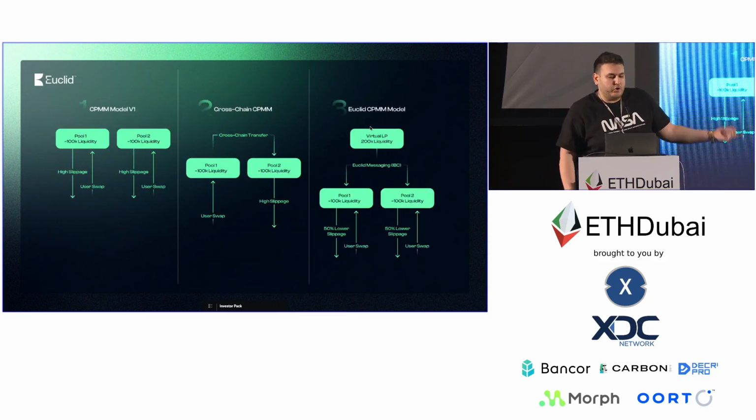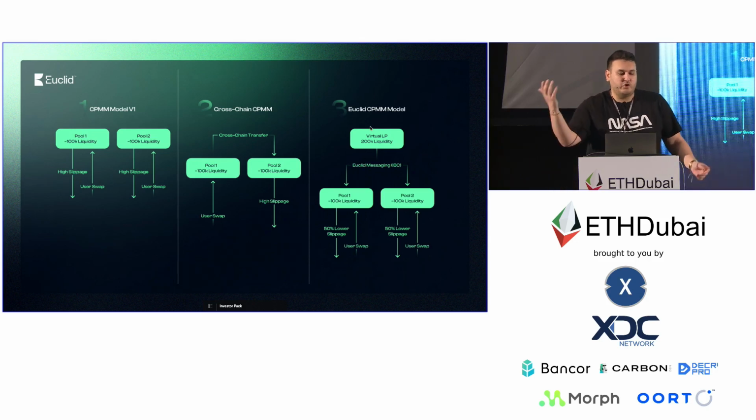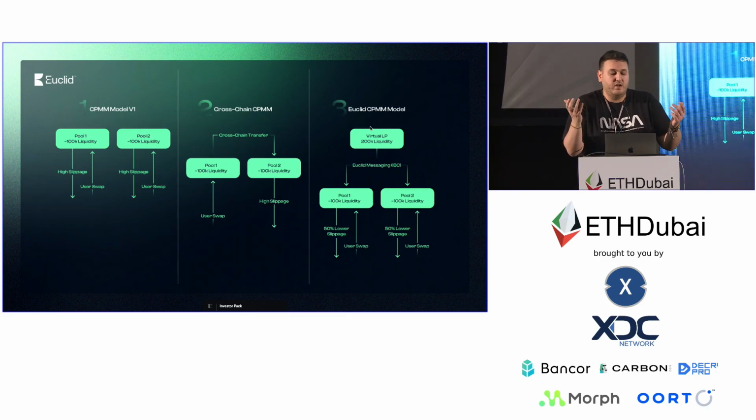So usually we have the normal constant-product AMM, and it's basically you have two pools with 100K of liquidity each, and then you trade on one, and you have high slippage because you have 100 here and 100 there, and you cannot trade on 200, although it exists.